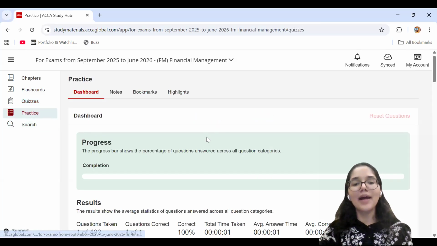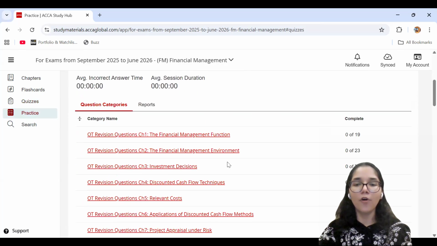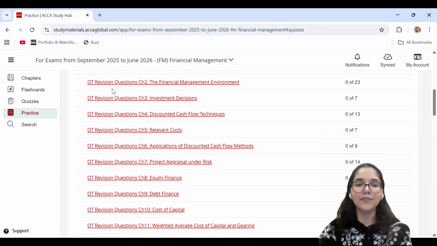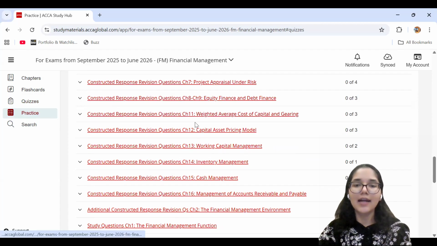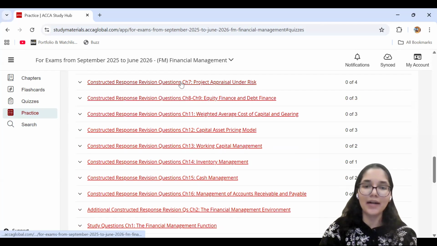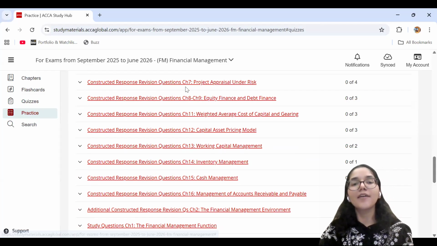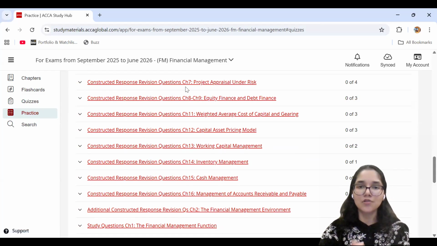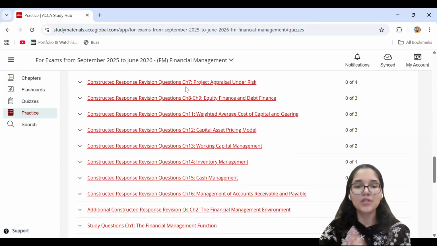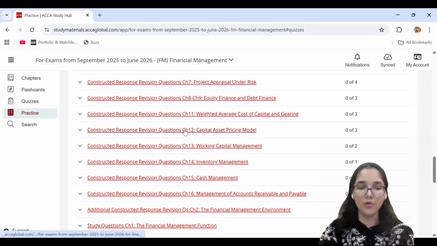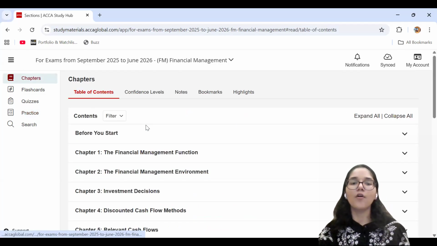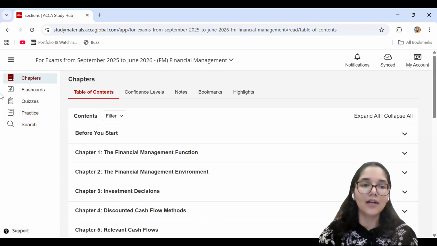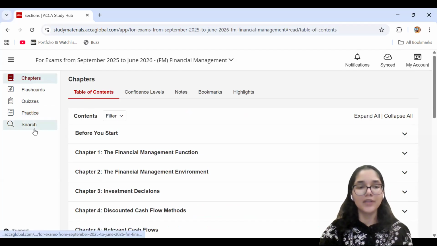And then you have the practice portions also. So for each of the chapters, you have the OT, objective type questions. And for the chapters that get tested in section C, you will also see the constructed response practice part. So here you will be given section C type of questions to practice, the full 20 marks of questions, to practice on your own. So this is briefly a walkthrough of what your ACCA Study Hub looks like and what are the resources which you should be using.